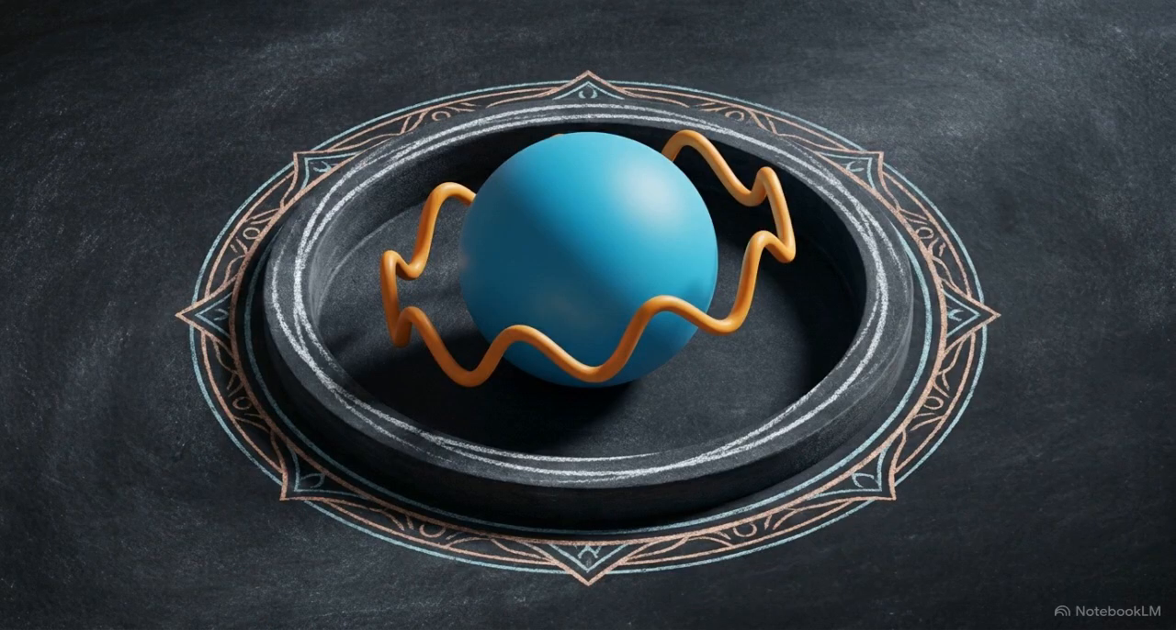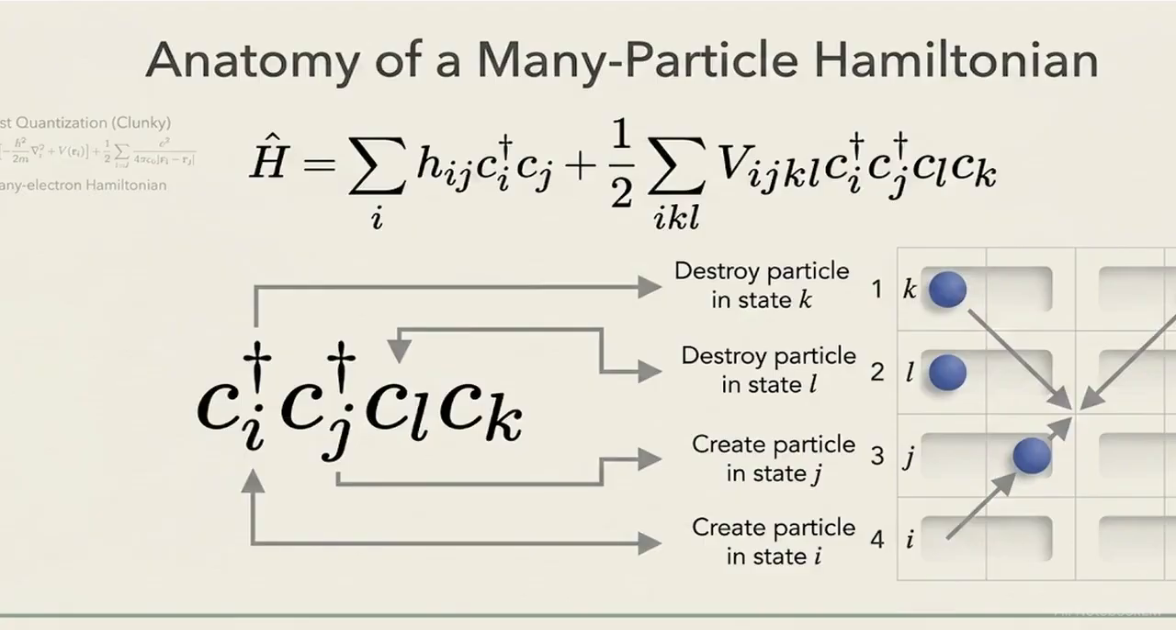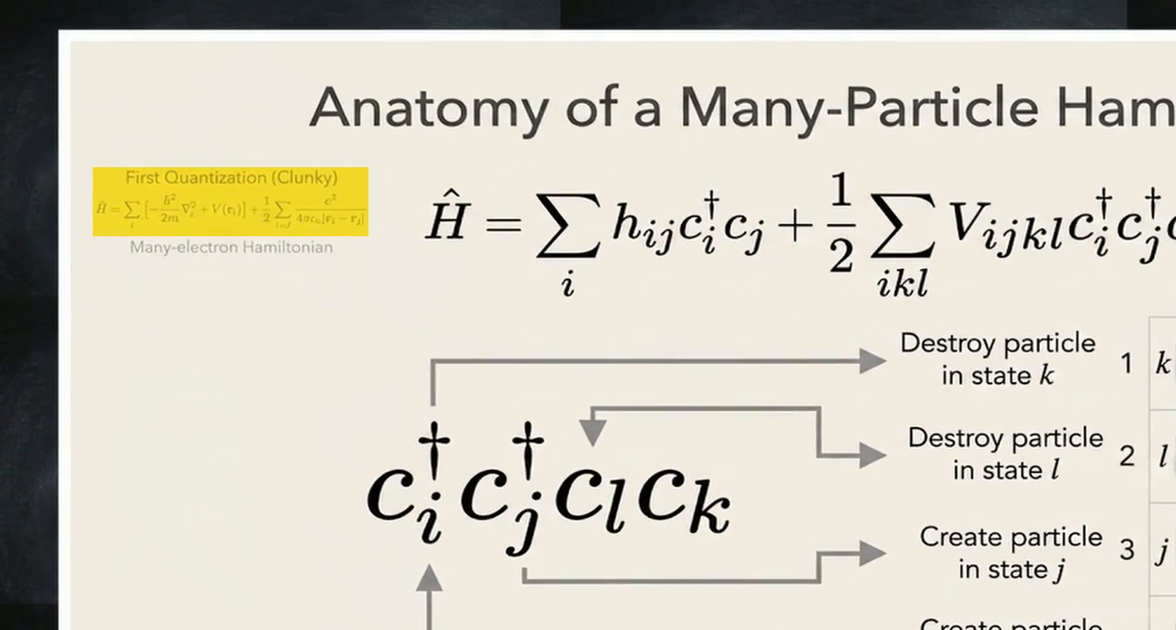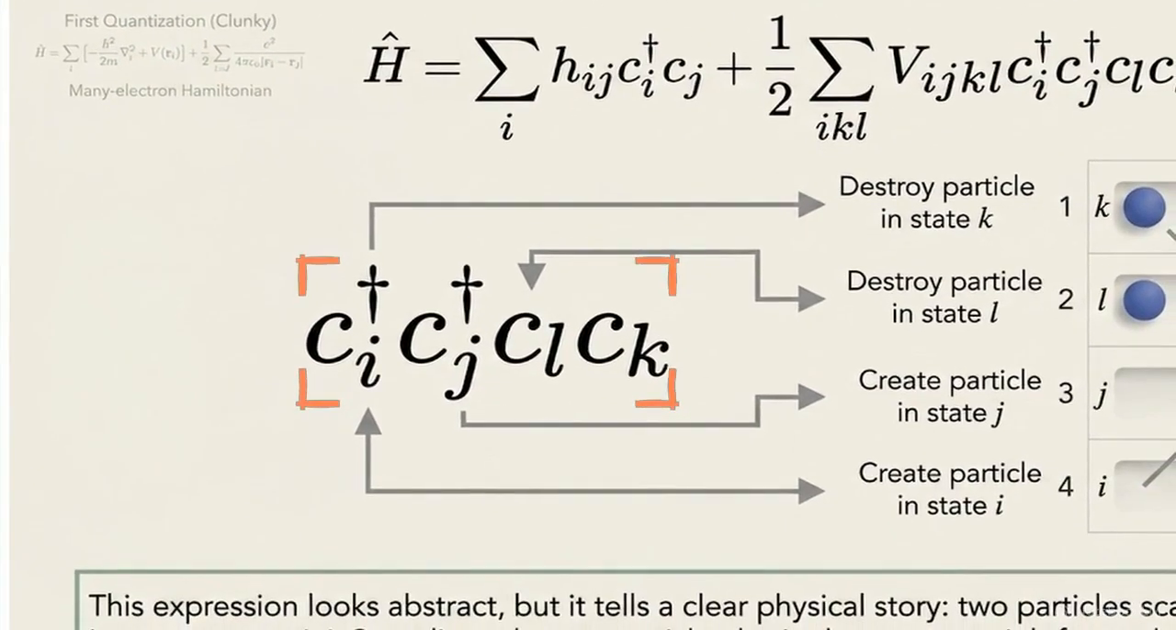To see the full power of this language, we look at a many-particle Hamiltonian. This equation describes the total energy and behavior of a complex interacting system. In first quantization, this interaction term involves impenetrable integrals across all coordinates. Here, it is expressed as a clear string of 4 operators. We read it from right to left, like a physical story.